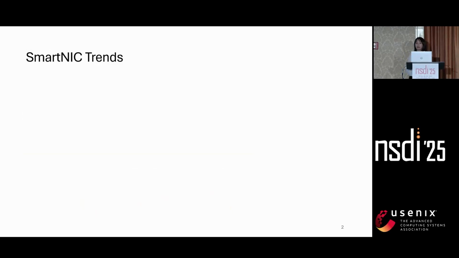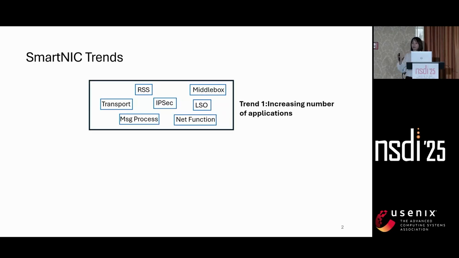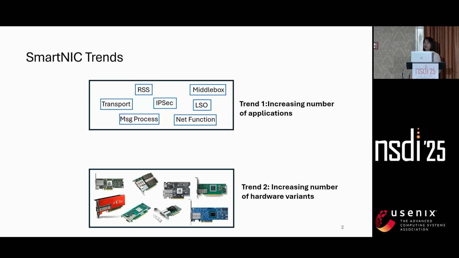As SmartNICs are becoming more commonly used in today's data centers, we are seeing two major trends. First, the scope of SmartNIC applications is expanding, with more complex network infrastructure services such as transport and load balancing being offloaded to the NIC. Second, the hardware landscape is also evolving very fast. New types of SmartNICs show up every year, and they come with new microarchitectures and new capabilities.